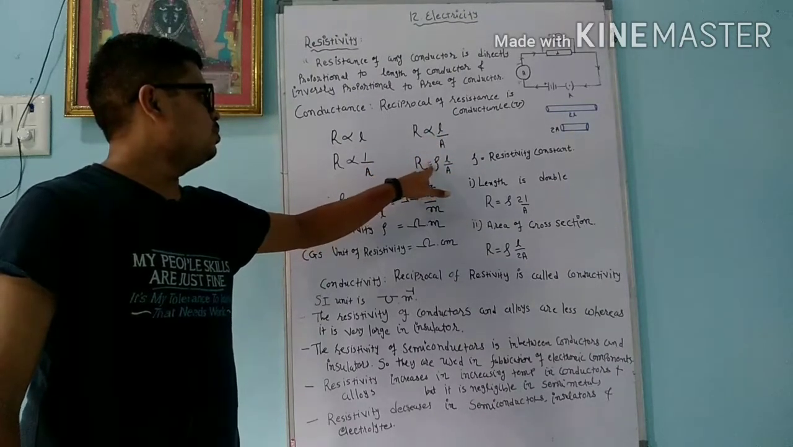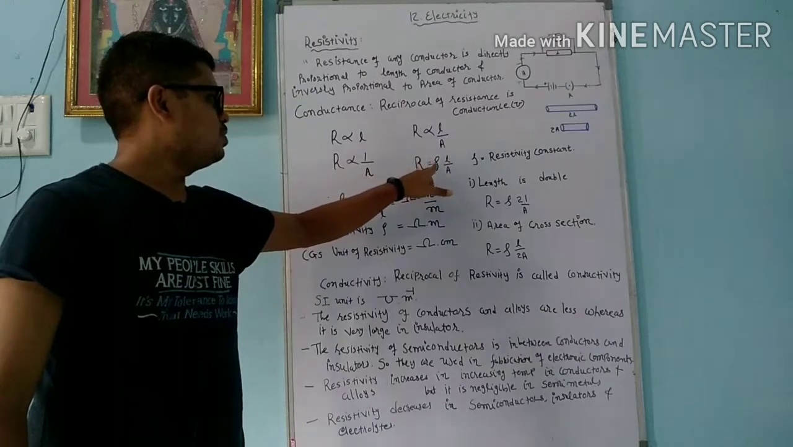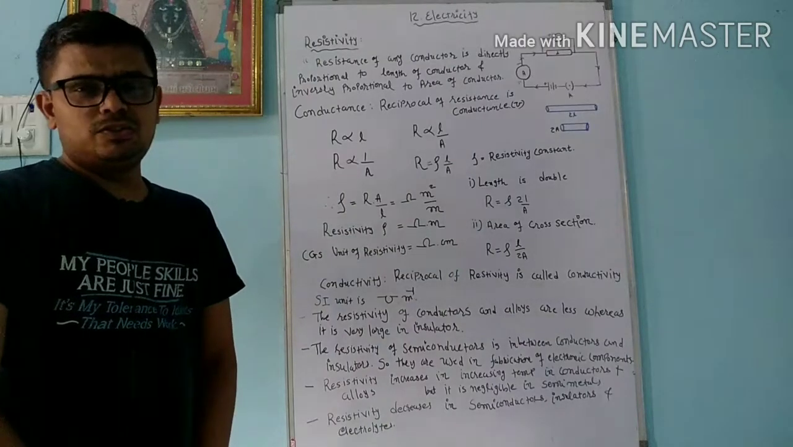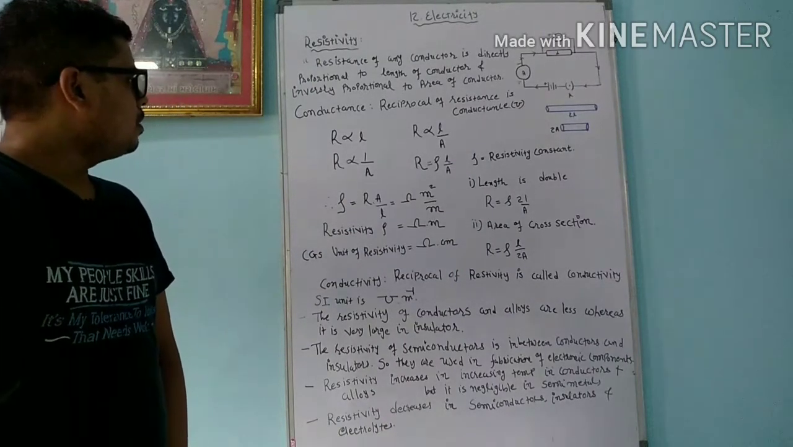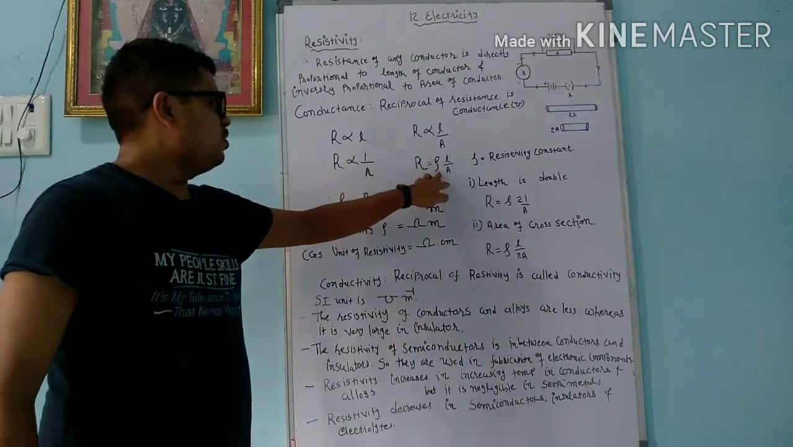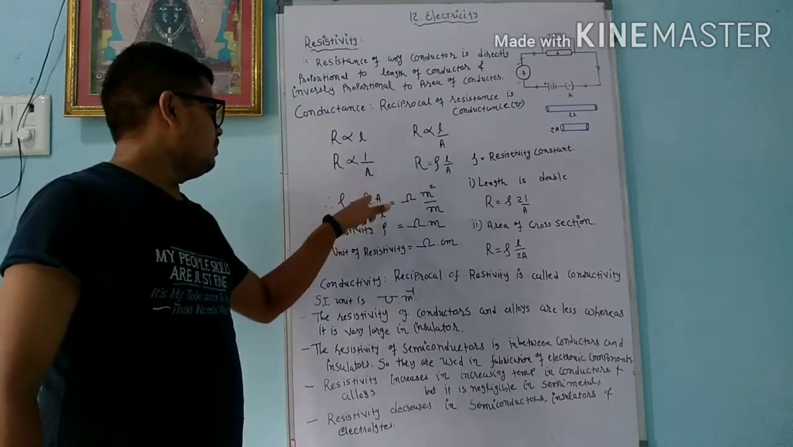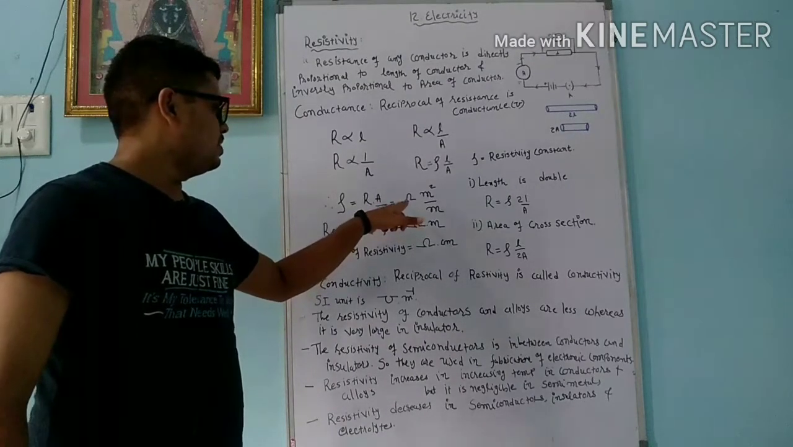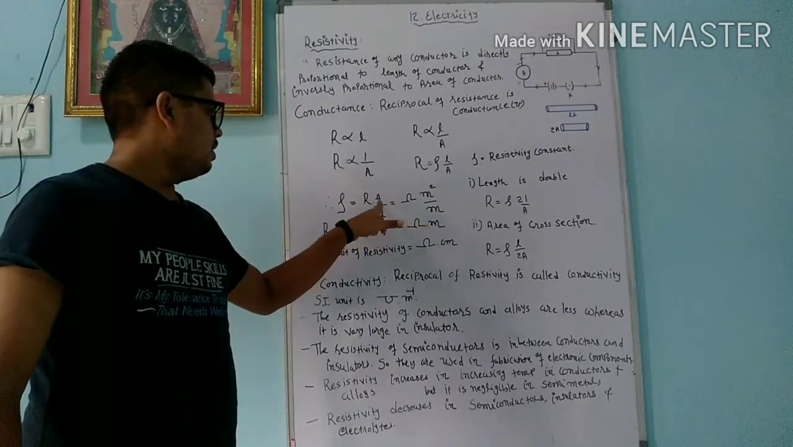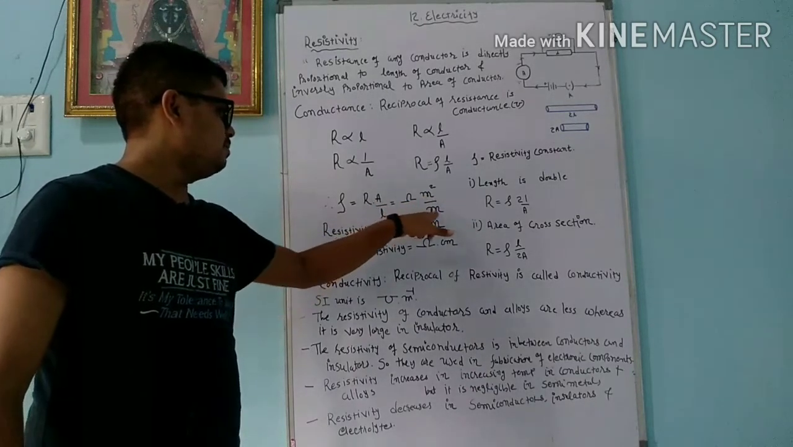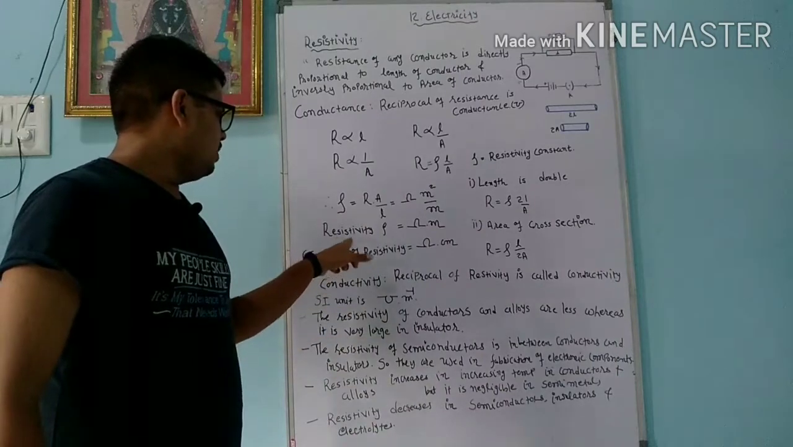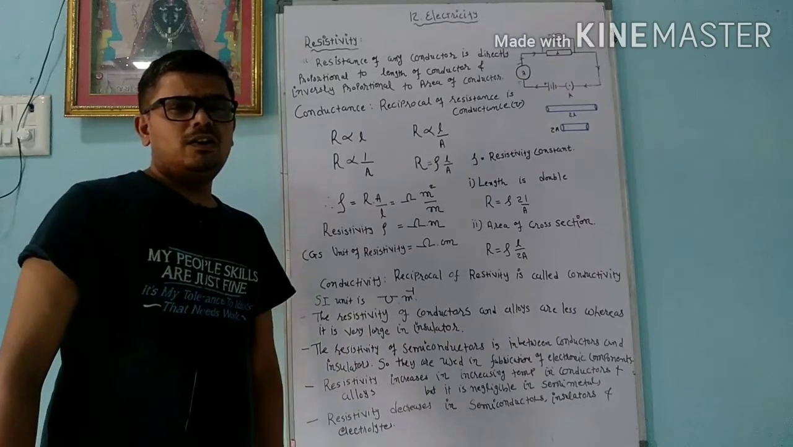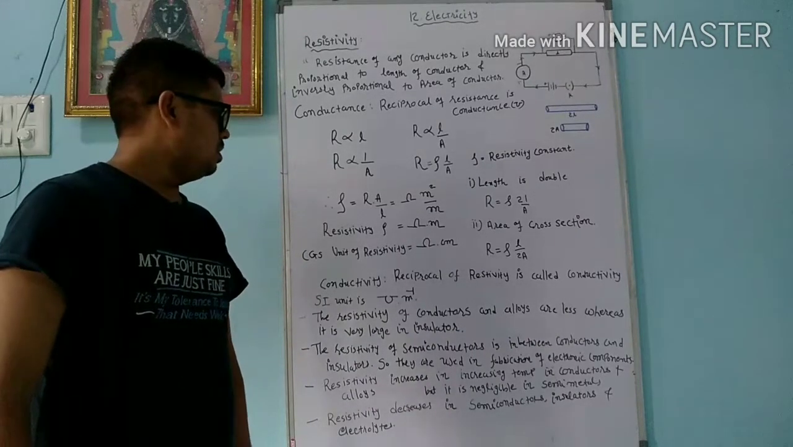Removing the proportionality, we can write R equals rho into L upon A. Rho is called the resistivity constant. To get the unit of rho, we cross multiply: rho equals R into A upon L. R, that is resistance, has the unit ohm. A is area, meter square, and length is meter, so one meter cancels. Ultimately we get resistivity rho equals ohm into meter. This is the MKS unit.